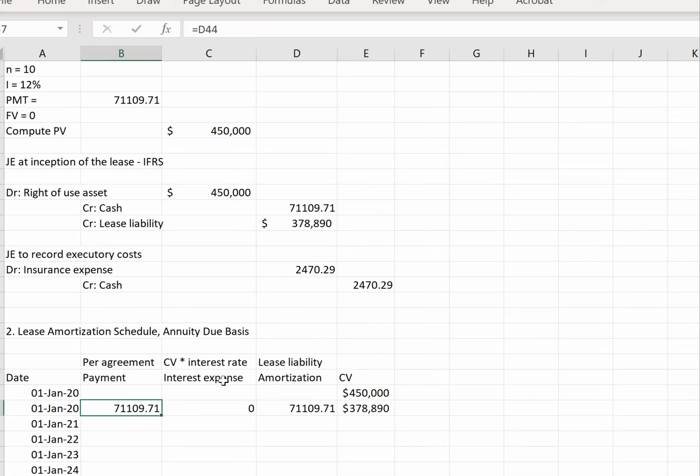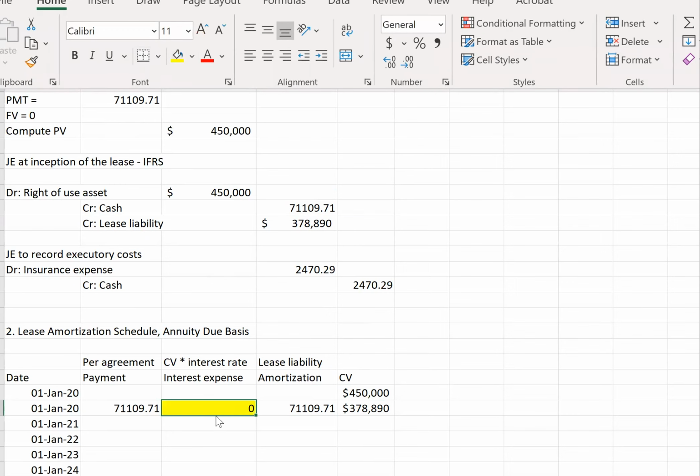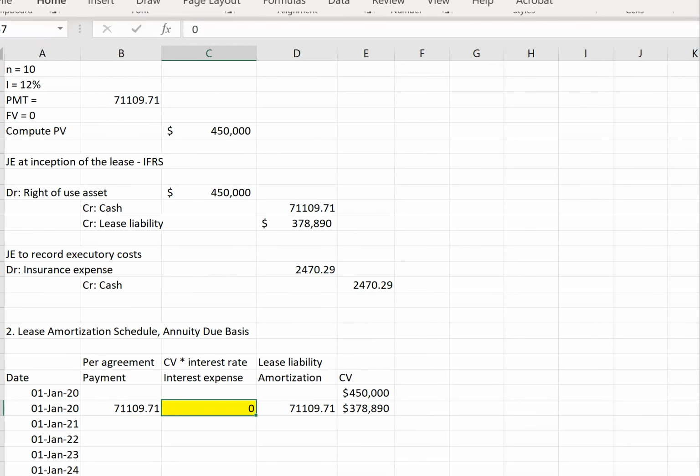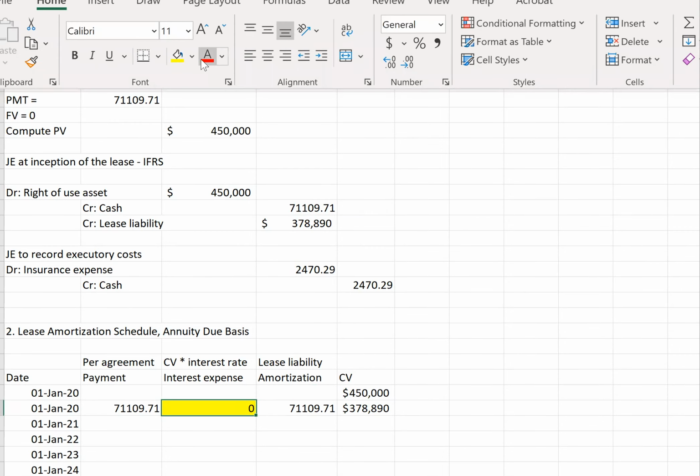The first lease payment's going to happen. There's no interest expense because it's day 1. And that's a really important concept to understand. There's no interest expense on the first period. Actually, you know what? I need to move these up. Hang on. Okay, let's move these all up here. Yeah, 450. And then we've got our lease interest expense here is 0.